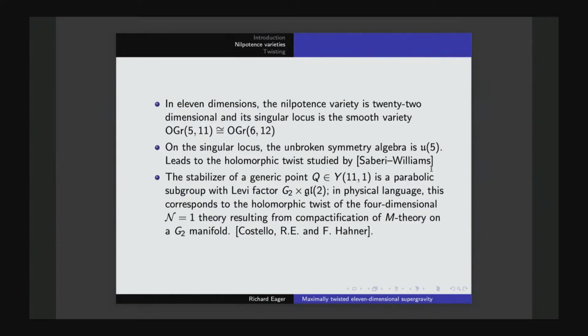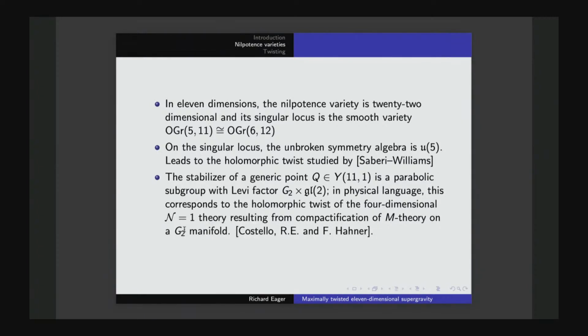And the stabilizer of a generic point, off the singular locus, is a parabolic subgroup with Levi factor G2 times GL2. In physical language, a generic point is a spinor, and the spinor is going to correspond to a mixed twist that's holomorphic for the 4D N=1 and topological on G2. And so these have been studied in M-theory compactifications for a very long time.